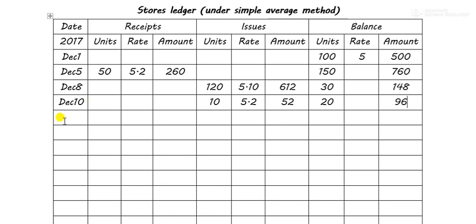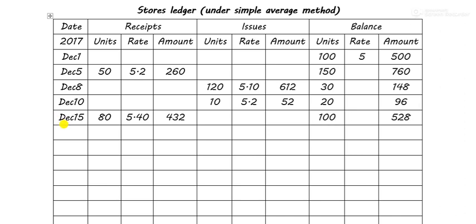Now on December 15, a receipt is made of 80 units at 5.40, which is 432. Now we have 100 units at 528. We just added up the amounts. Now on December 16, a shortage was noticed of 10 units. So we'll treat this as abnormal loss.